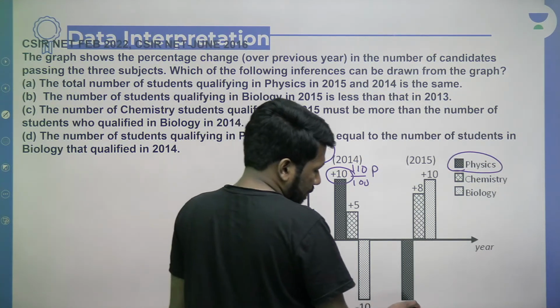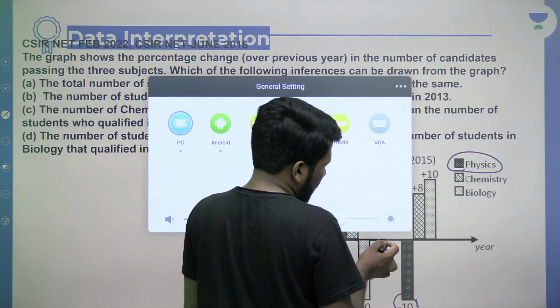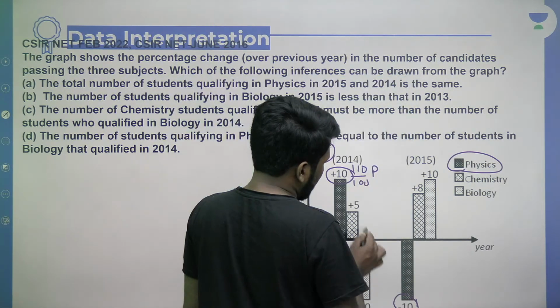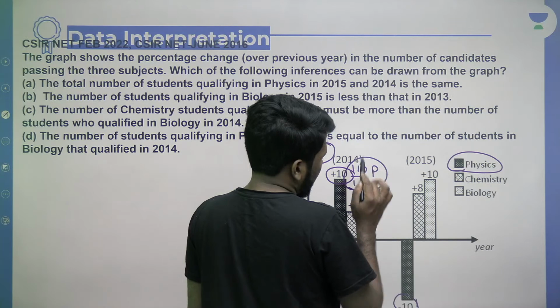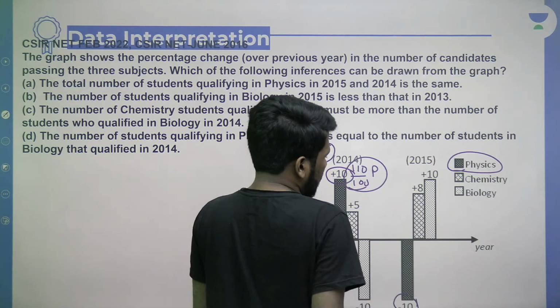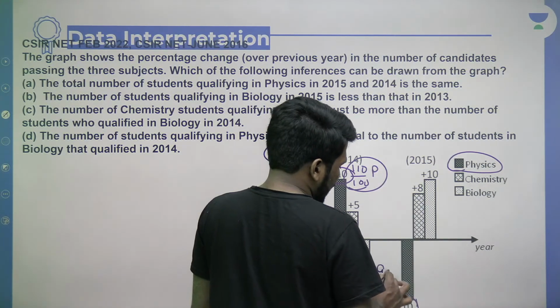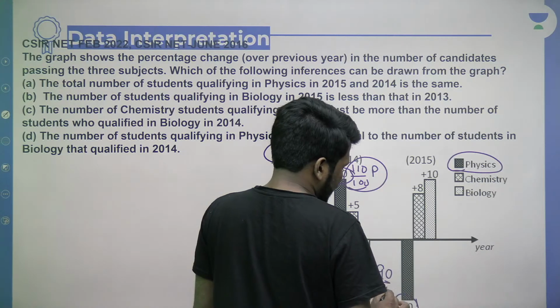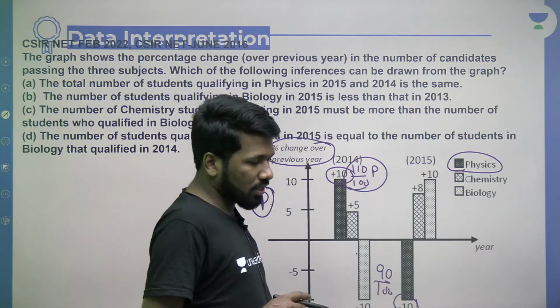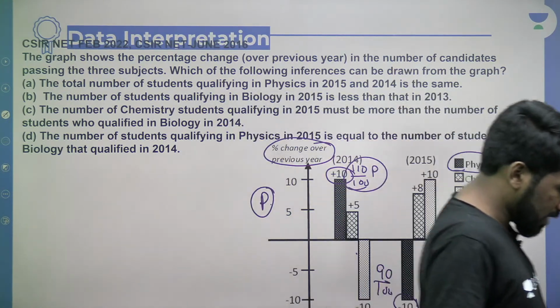Now next year, what happened? Minus 10. That means whatever the previous year's value is, 110% of P, it decreased by 10% of that, meaning 90% of it is left. A 10% decrease means 90% is left, right?